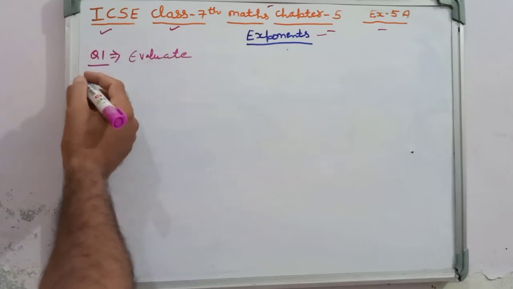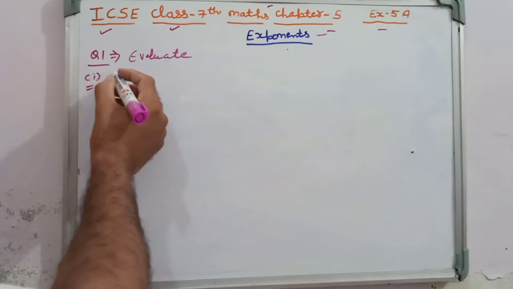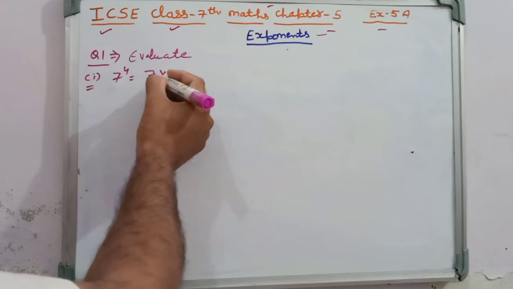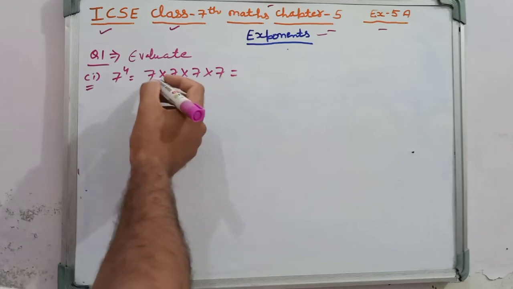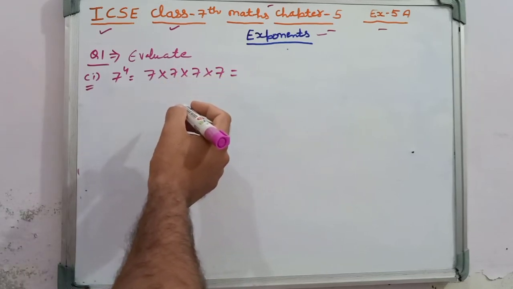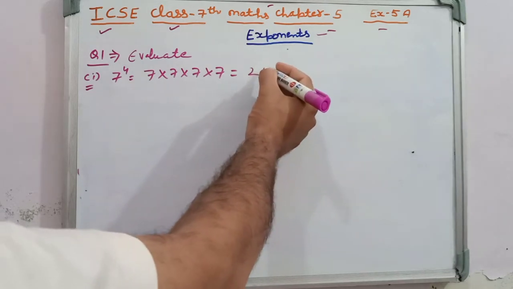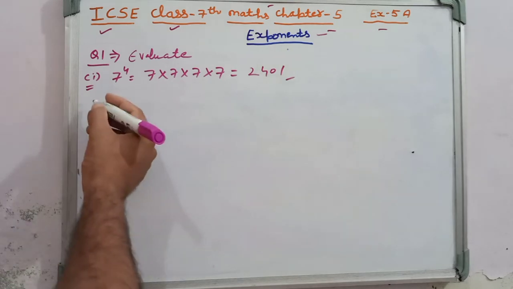Evaluate what? Part first is 7 raised to power 4. This means 7 multiplied 7 multiplied 7 multiplied 7. 7 sevens are 49, 7 times 49 is 343, 7 times 343 is 2401. This is your answer. Part first is done. Now move on to the second part.